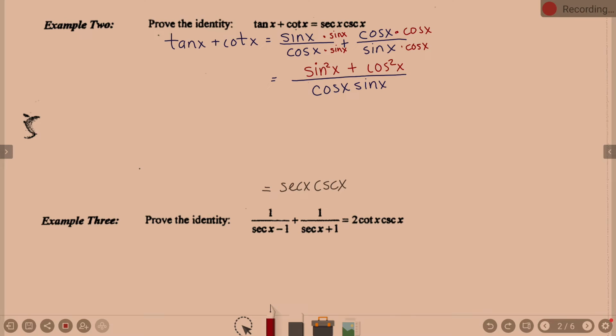See the next thing? The Pythagorean identities. Look at that numerator. Are you recognizing your Pythagorean identities yet? I see squares being added, squared functions being added or subtracted. Might there be an identity involved? Definitely. Right here is a Pythagorean identity. Okay? So, what do we know sine squared plus cosine squared x is equal to? 1. Still over cosine x sine x.